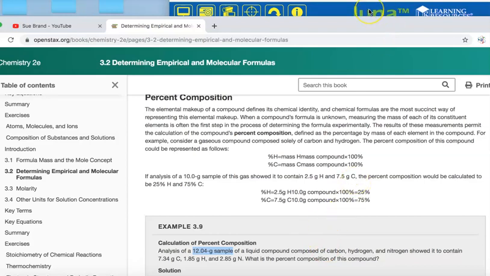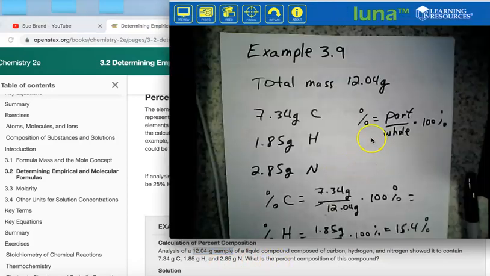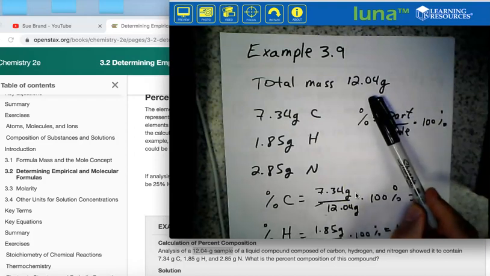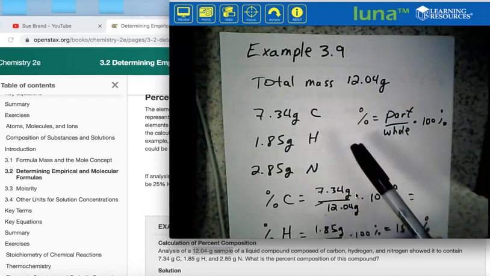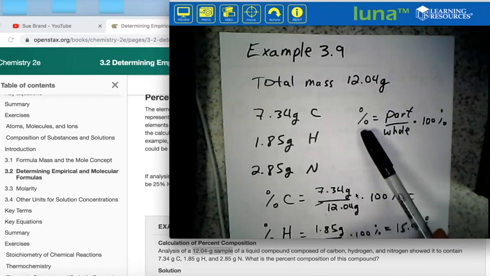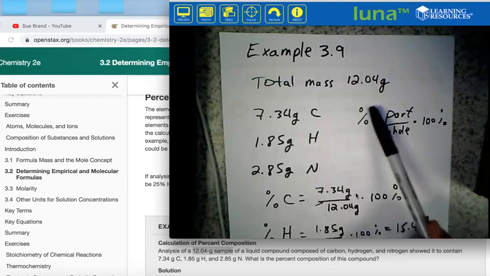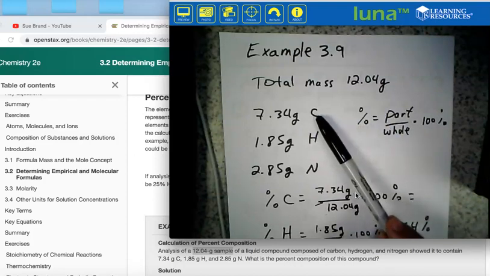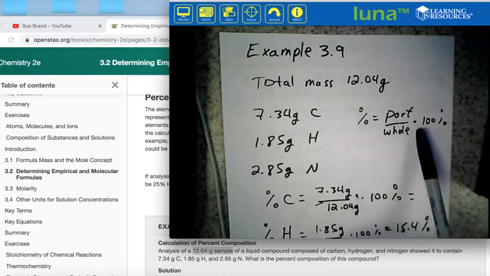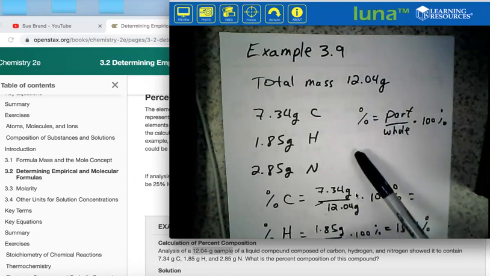And so what you would do, you would list out the masses for each element. Okay, and of course you also need the total mass. So here it gives us the total mass being 12.04 grams. Again, we're trying to find the percent composition, so to find a percent of an element in a compound, it's going to be part divided by whole times 100%.